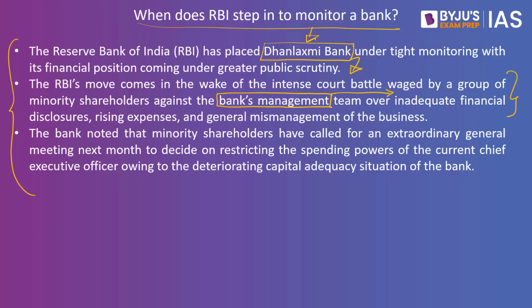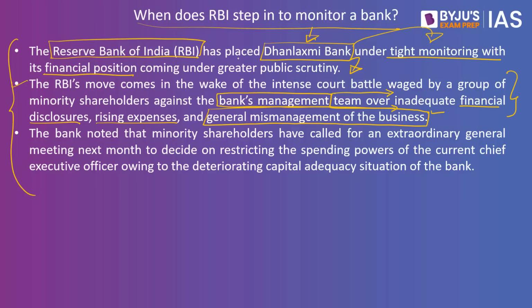And they have also blamed the bank's management for not being transparent with regard to the disclosure of accounts and statements. And they even approached the RBI complaining about the general mismanagement of business by the Dhanlaxmi Bank. So, following these serious allegations, the Reserve Bank of India has stepped in and placed the Dhanlaxmi Bank under tight monitoring in order to keep a check on its financial stability and health in line with the Basel III norms.